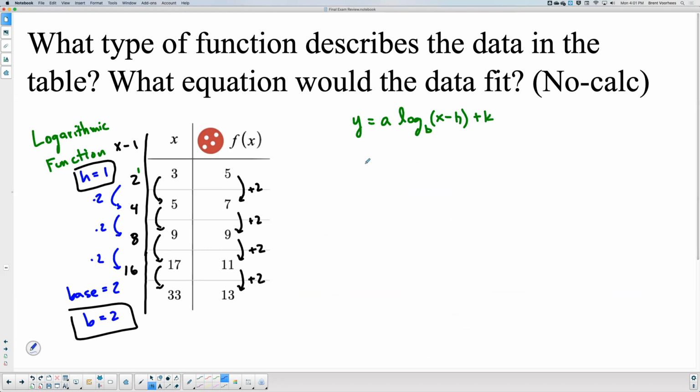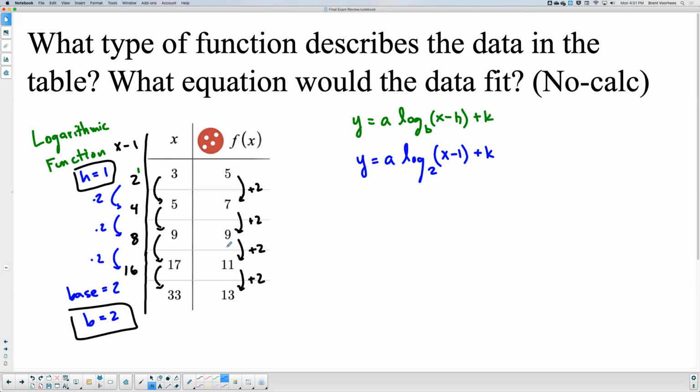So we fill in y equals, we have no idea what a is. We could guess that it's 2, but we don't know for sure. I do know my base is 2. And I now know in this parenthesis, I'm going to have x minus 1, because to get to my data right, I need to take away 1 from what they're showing me there, plus k. So now I'm going to plug in some points to find out what's going on over here.